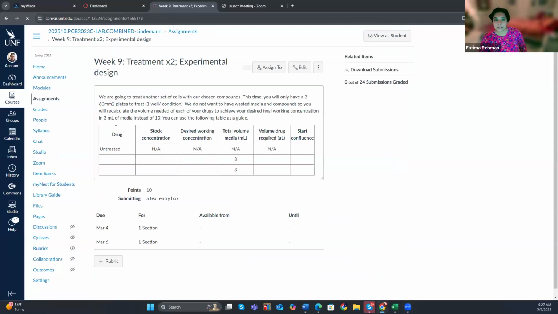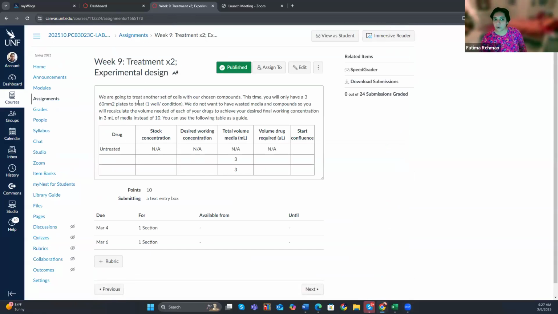Now, it tells you that you have only one 160 millimeter square plate per condition. So you'll have 3 plates total. The first one is untreated, so obviously you don't need any volume of drug in there. You just needed to have taken the start confluence. And then the other 2 will be your natural supplement or active compound. I do not want you to write natural supplement and active compound. I need you to write the name of the natural supplement and the name of the active compound.